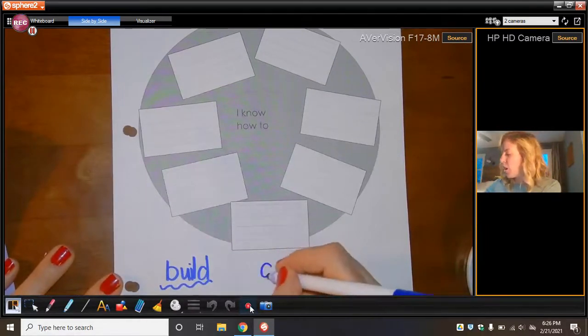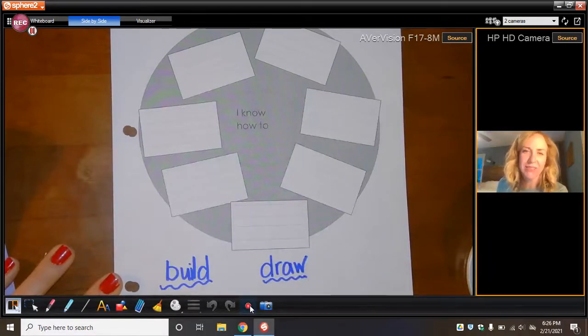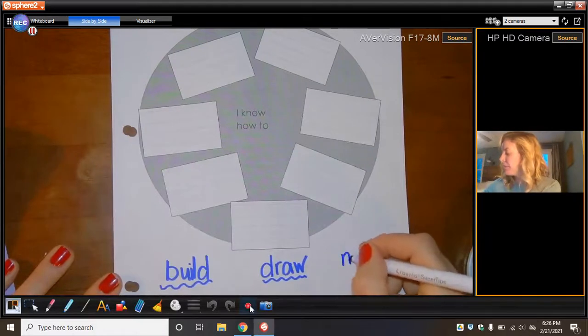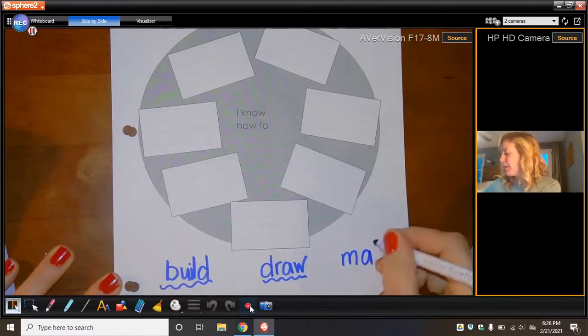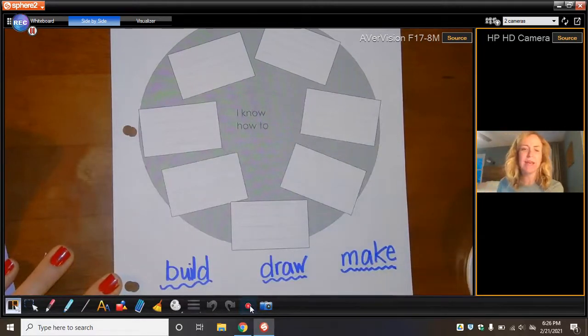How about draw? We've watched several Art Hub videos. The person who has the Art Hub videos, he knows how to draw a lot of things, and he teaches other people how to do it. And he does it step by step by step. How about make? Maybe you know how to make some things. Maybe you are really good at making paper airplanes. I'm not. I can never get them to fly straight. Make is a verb.